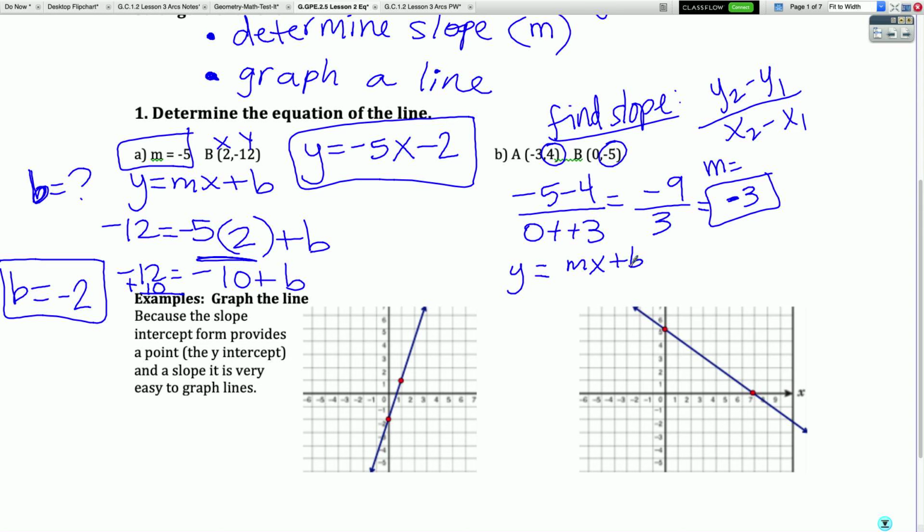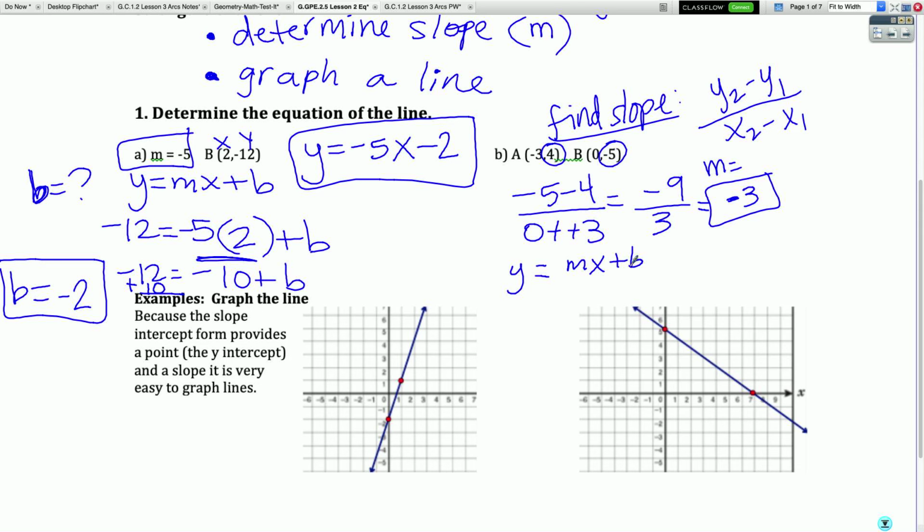So do you think it matters which point we use here? No. It doesn't matter, but is there one that looks a little bit easier to any of you? Which one? The second one, right? Because it has a 0. Zeros are always easier.